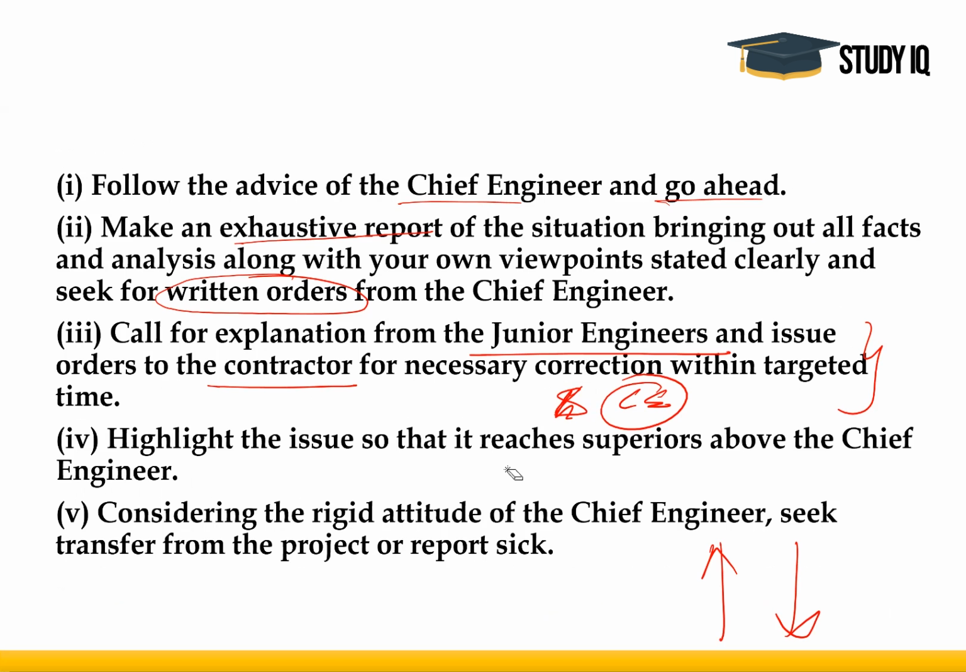All right. Now, coming to the fourth option, highlight the issue so that it reaches the superiors above the chief engineer. Let us look at this option. Now you are again going one level higher. This is the chief engineer, this is you, this is the seniors. This looks like a good option, because you will be taking the facts of the case to the senior officials. But in this case also, you will be bypassing the immediate line of hierarchy that has to be maintained. So this has its merits, because you will highlight the issue to the senior officials, but this has its demerits as well.